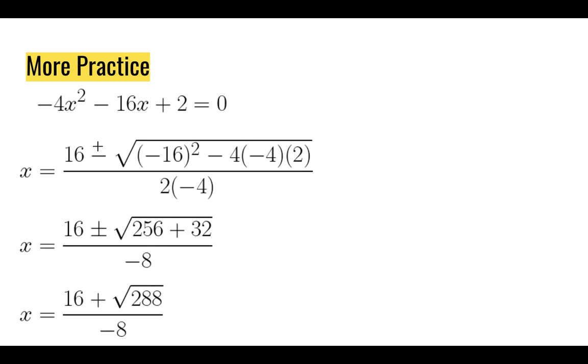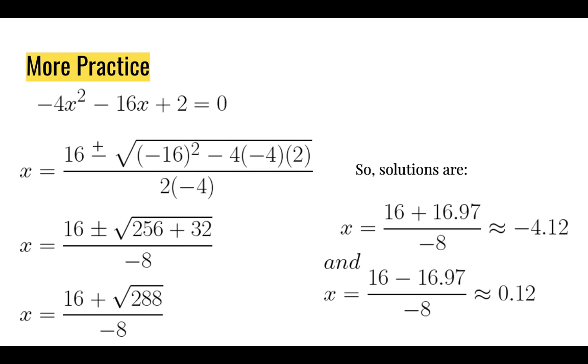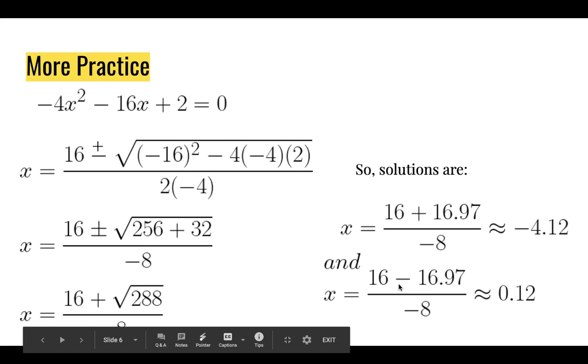So once you find the square root of 288, it's 16.97, and so we can plop that into our two solution equations. So 16 plus 16.97 divided by negative 8 gives us negative 4.12. And for the other one, we use the negative sign, and we get 0.12.